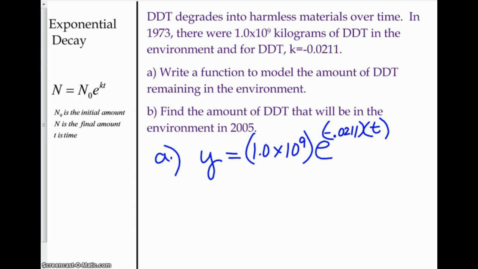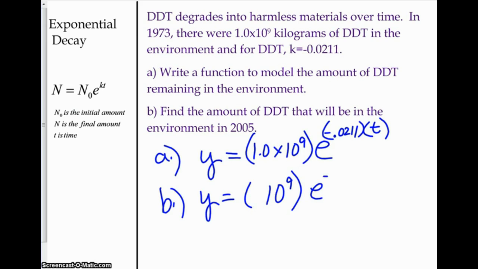So then they say, okay, use that formula. And here I'm going to write just 10 to the 9th, since 1 times 10 to the 9th is just 10 to the 9th. And then we're talking about 2005, so we'd have to go off to the side and say, hey, how many years is that? We'd take 2005 minus 1973, and I got 32 years here. So it's e to the negative 0.0211, and then I'm going to multiply it by 32 years.